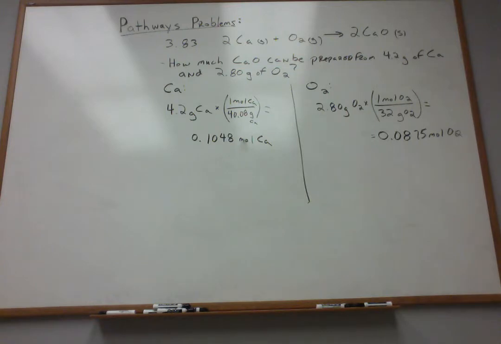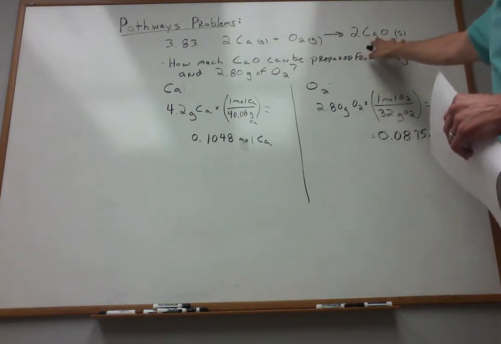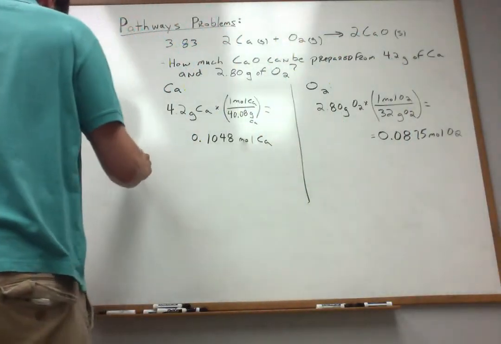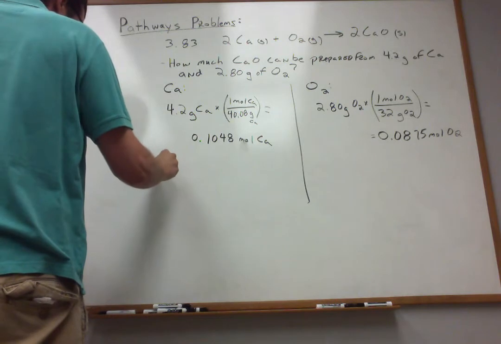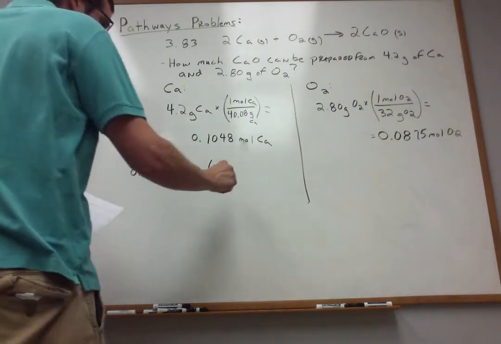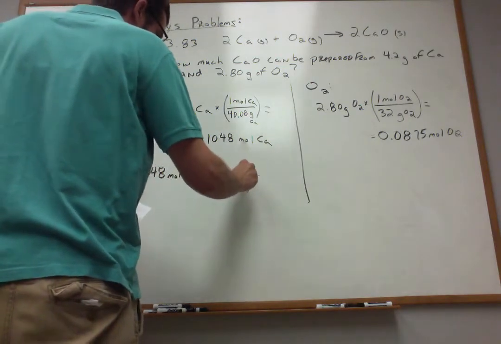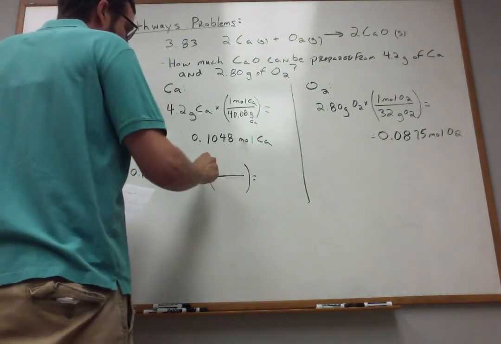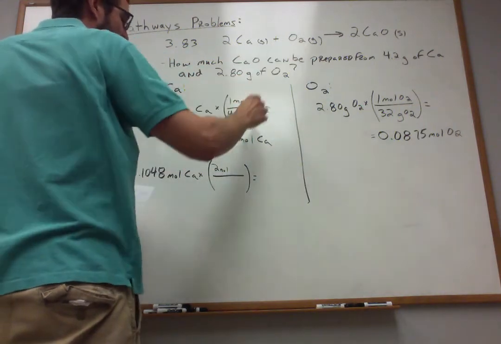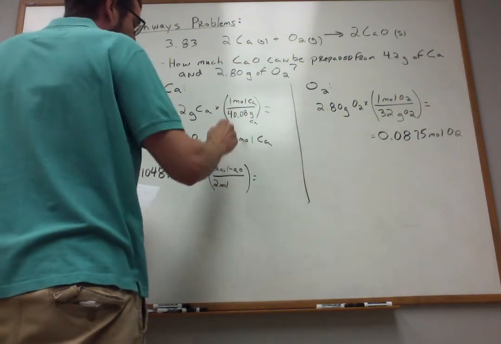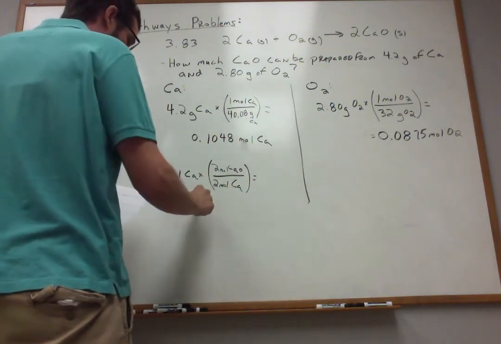Now the reason why I've done that is because what I would like to do now is to predict how much product we're possibly able to make from both of our starting materials. Okay, so from 0.1048 moles of this stuff, how much product can I make? And the way we do that is we look at the balanced chemical equation to help us. In this particular case, it tells us that I can make 2 moles of my product, CaO, from every 2 moles of my calcium. It's essentially a 1-to-1 ratio.